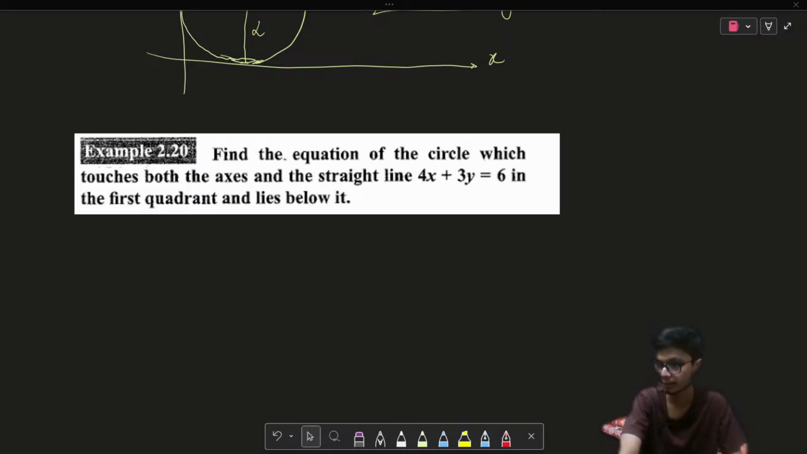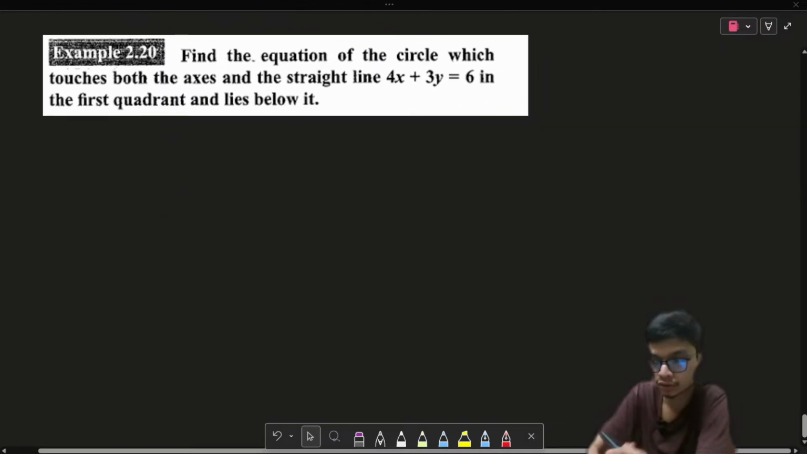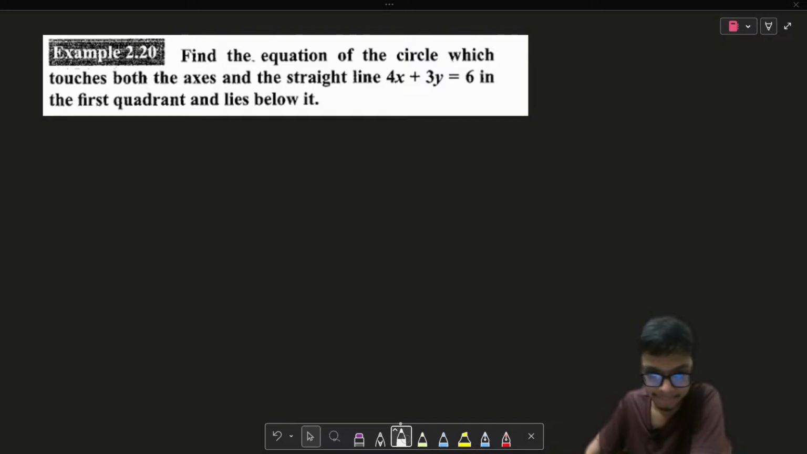Okay, very interesting problem. As the question mentions, we have to find the equation of the circle which touches both the axes and the straight line, and in the first quadrant lies below it, right? The question is saying that the circle touches both the axes. That means your center should be a symmetrical point like alpha comma alpha, right? So that means the center will lie on the line x equals y.